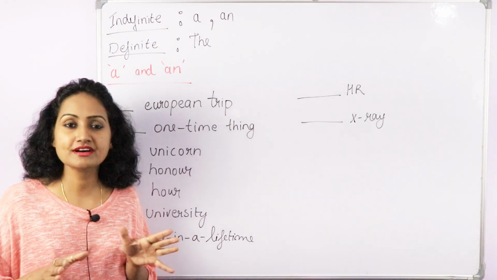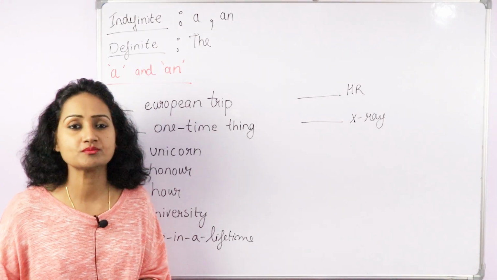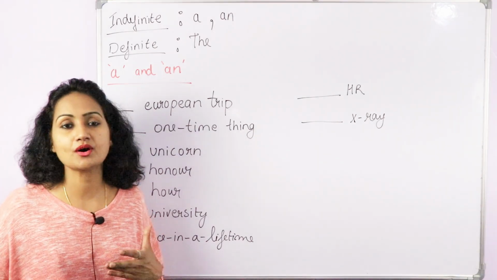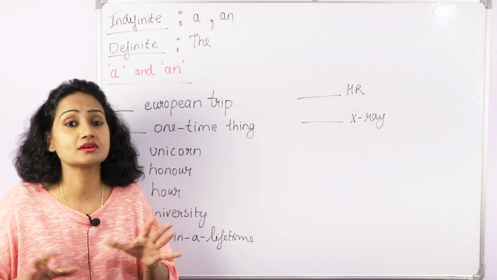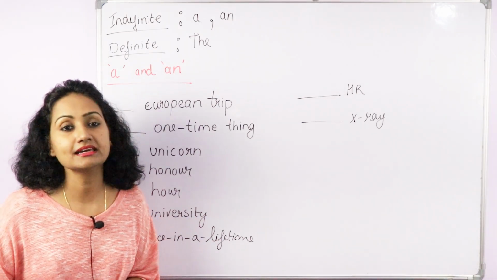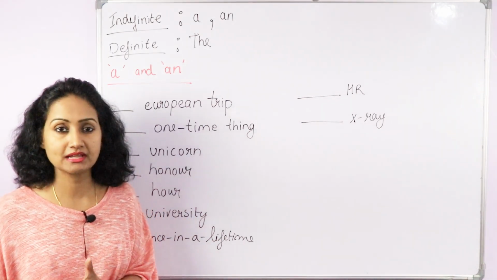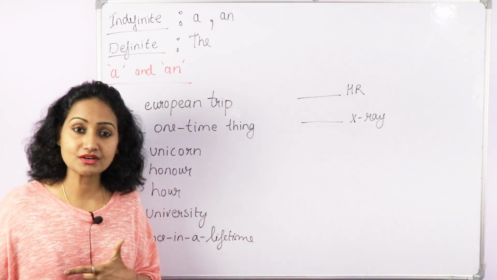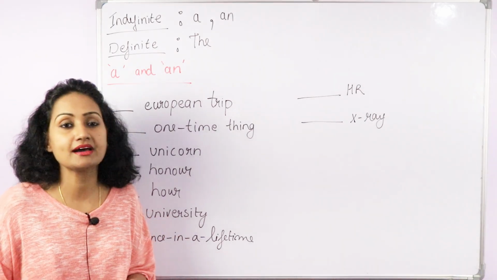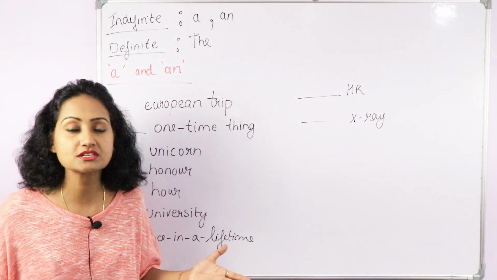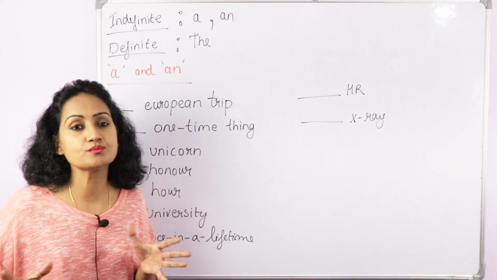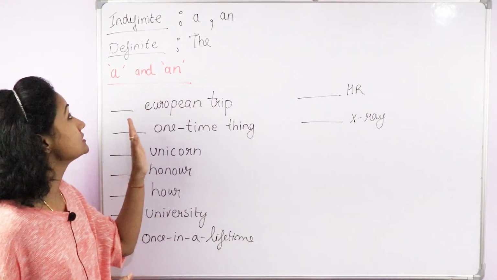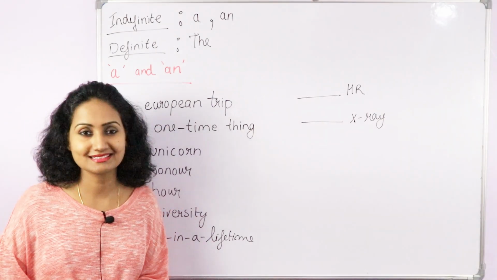For example, if I say, go and get a book from the library, that means I'm talking about any book, not any particular book. But if I say get the book from the library, that means I'm talking about the specific book, and the listener already knows about it. Maybe I have mentioned it or we have talked about it, but the listener knows which book I'm talking about. So this is the difference between the definite and indefinite articles.